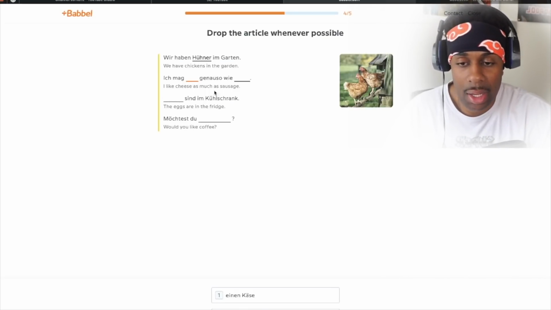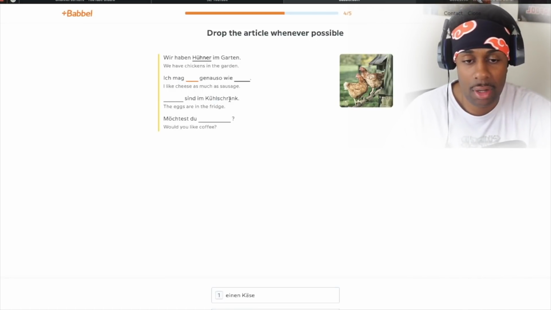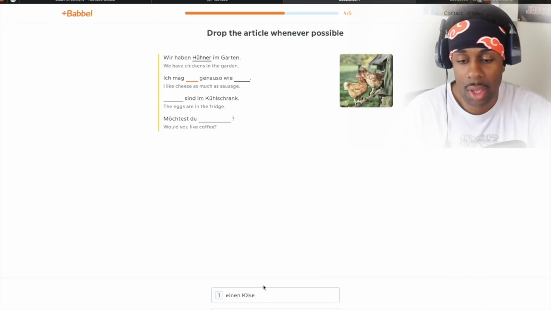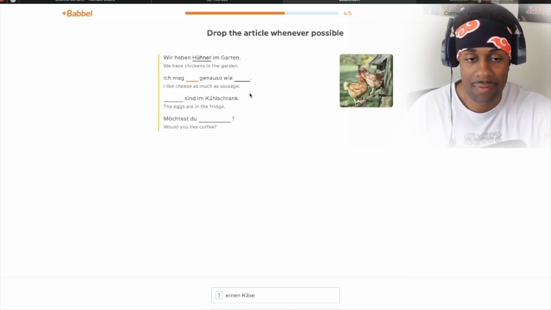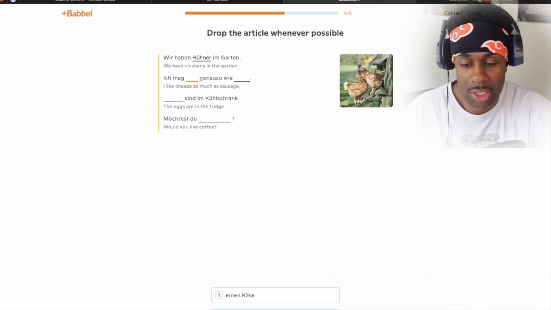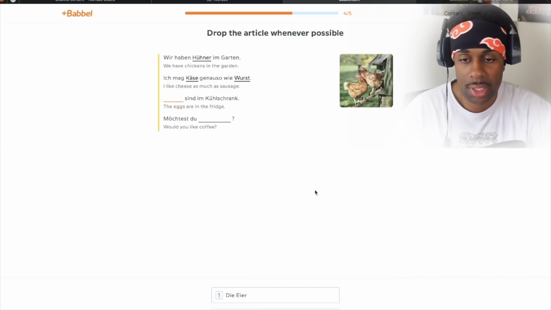So, ich mag blank genauso wie blank. I like cheese as much as sausage. This is also a sentence where it's not a definite article. It is indefinite. So we're going to be using Käse instead of einen Käse, because otherwise it's like I like a cheese and a sausage. That would be quantitative, but this is not quantitative. It's like just saying you like cheese in general. So we're choosing number two, ich mag Käse. And same with this one: Wurst instead of eine Wurst. Ich mag Käse genauso wie Wurst.